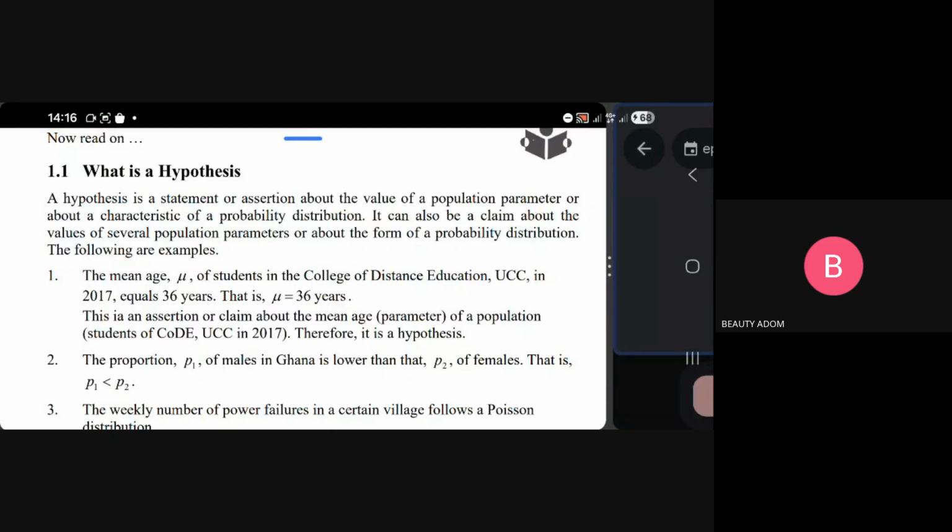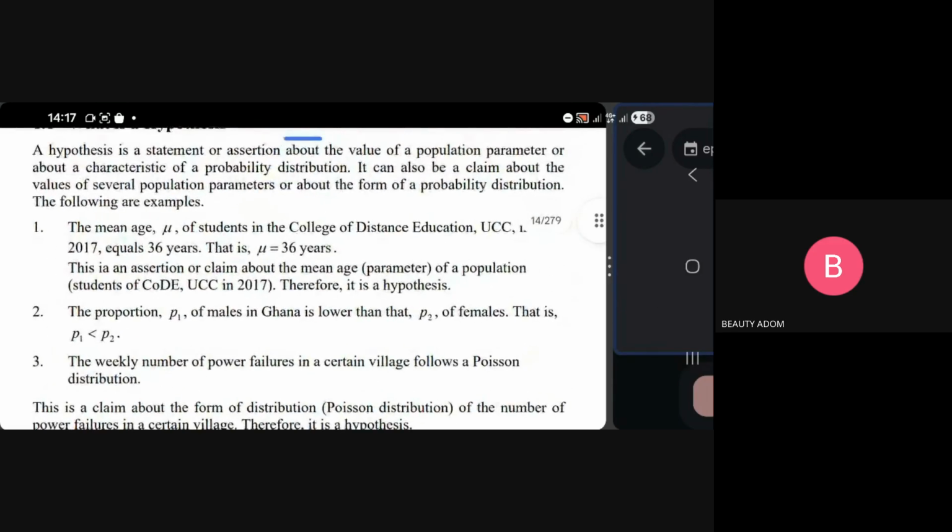Maybe I can come to the online group. I want to find out how students are able to participate in online classes. When I sample a few students and I want to look at the various characteristics and draw my conclusion, that act of picking them to look at their various characteristics is what we call hypothesis. So let's consider some examples.